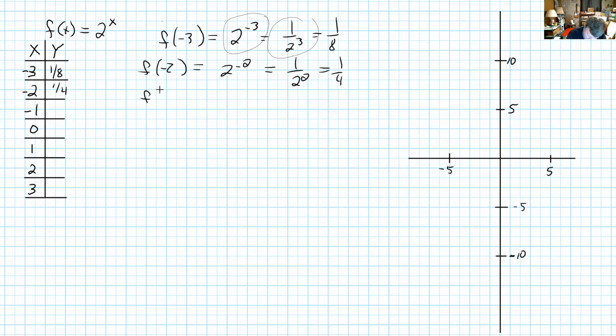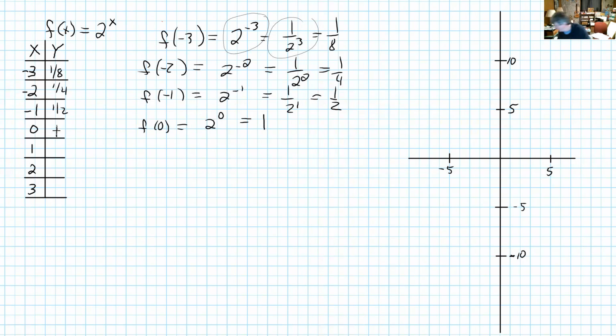If x is -1, f of -1 equals 2 to the -1 power, which is 1 over 2 to the 1 power, or 1/2. If x is 0, f of 0 equals 2 to the 0 power. Remember, any base other than 0 itself raised to the 0 power equals 1. So 2 to the 0 power equals 1.